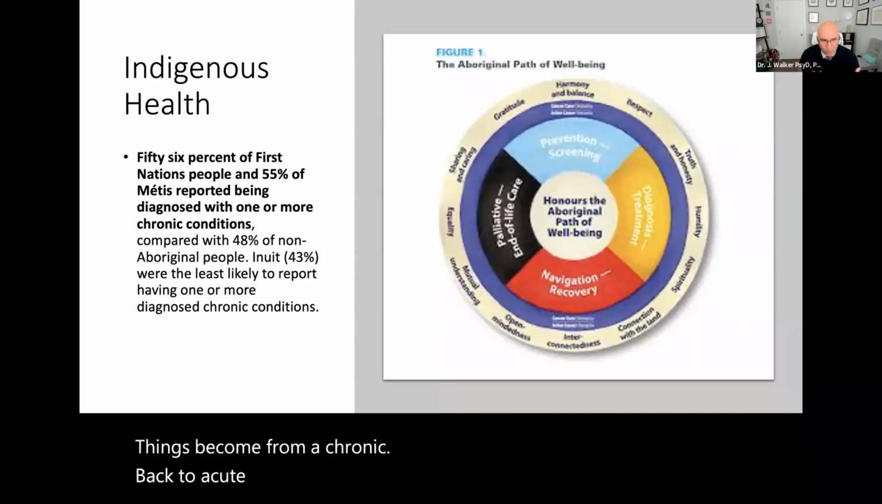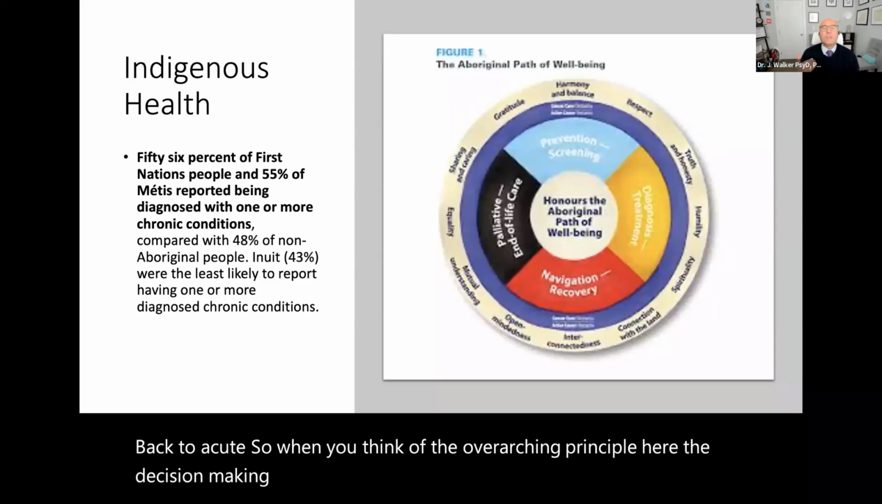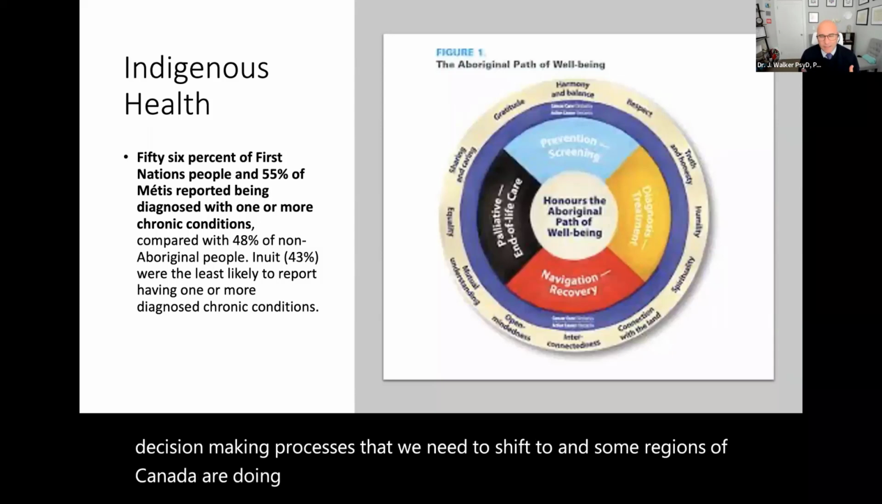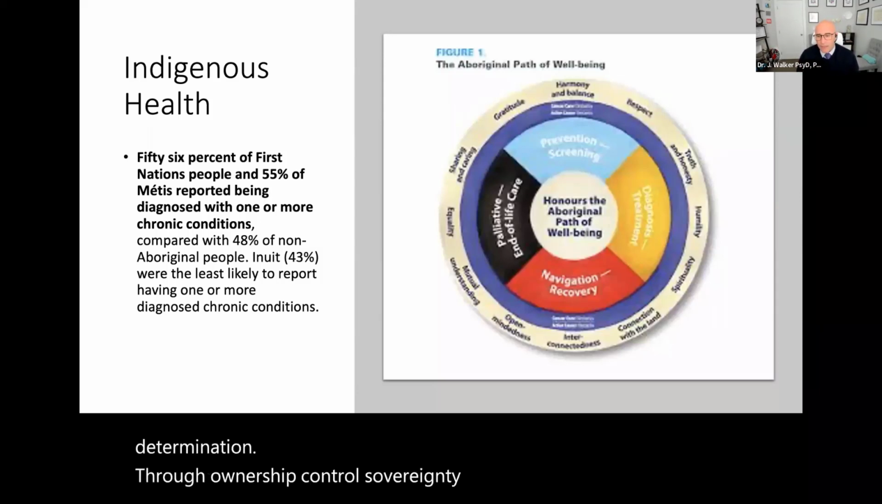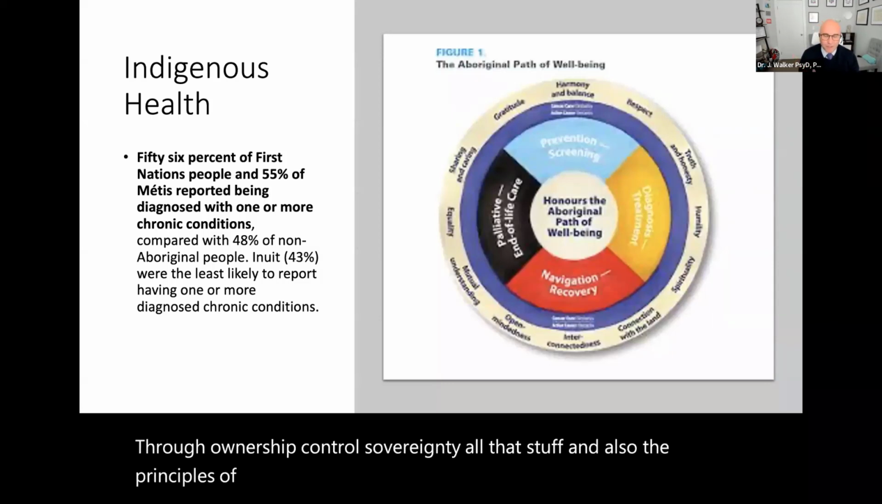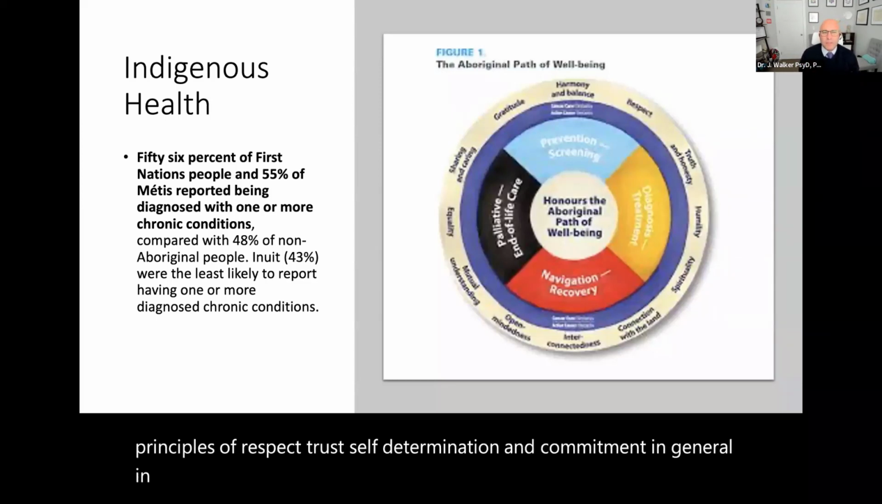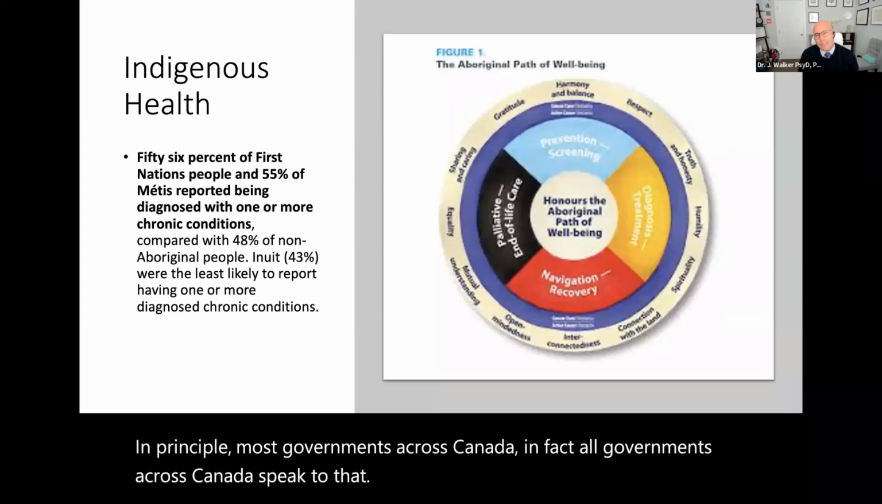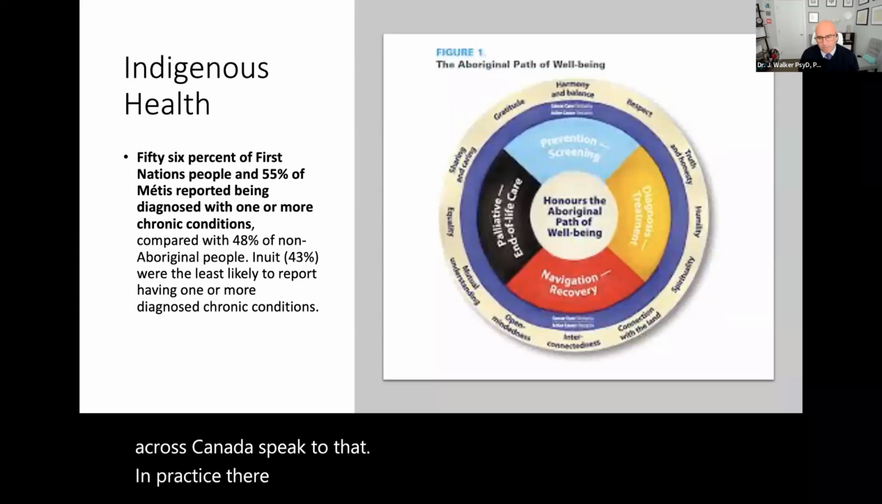So when you think of the overarching principle here, the decision-making processes that we need to shift to, and some regions of Canada are doing this, is recognizing the value of Indigenous self-determination through ownership, control, sovereignty, all that stuff. And also the principles of respect, trust, self-determination, and commitment. In principle, most governments across Canada, in fact, all governments across Canada speak to that. In practice, there remains a disparity.